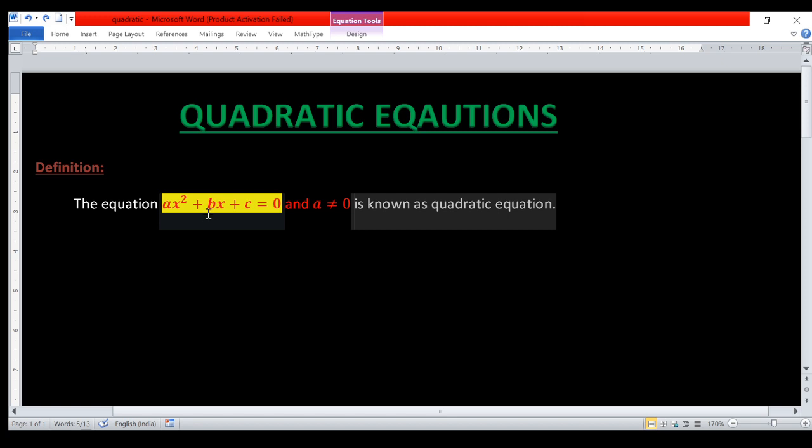So what will we get remaining now? Bx plus c. So that is called what? Linear equation. So to say quadratic, a must be not equal to 0. So then only is it called what? Quadratic equation. A not equal to 0. It's very important. Next.